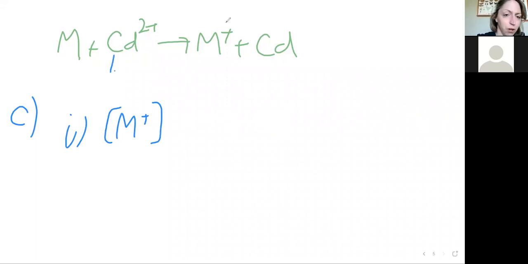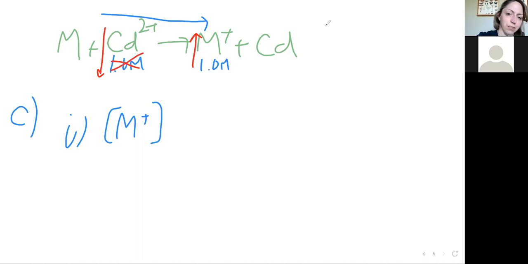Let's say you start with a standard cell, 1 molar, 1 molar. As this reaction proceeds, it's going to go in the forward direction. But as soon as you go in the forward direction, the amount of M plus is going to increase and the amount of cadmium 2 plus is going to decrease. So those numbers are going to change. The 1 molar on this side is going to go down to 0.9, 0.8, 0.7, and so on, and the M plus is going to go up, 1.1, 1.2, and so on. Do you see what I'm saying? That's how reactions happen: you make products and you get rid of reactants.